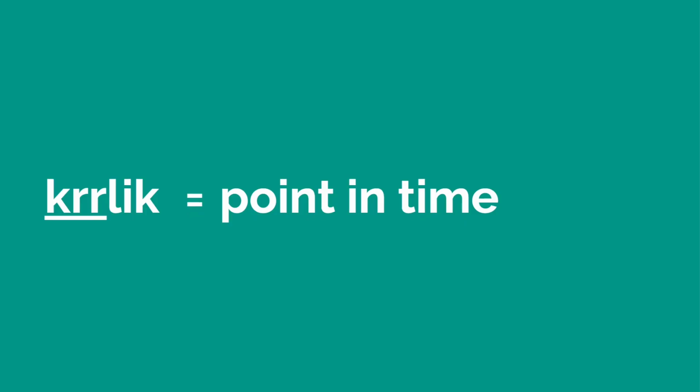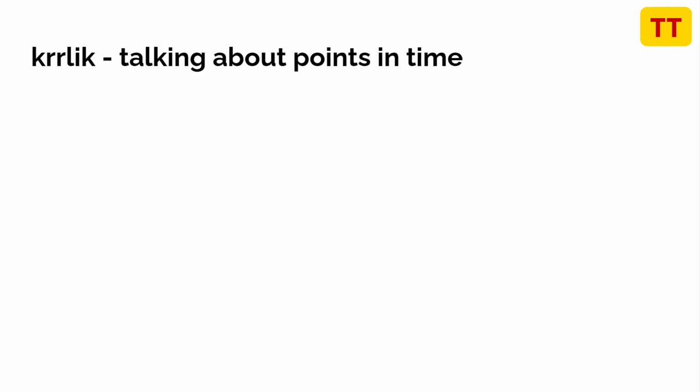So one last word is krlik, which is a point in time. It comes from lik, which is a point somewhere, and kr, time. Let's talk about that. If I want to ask what time, then I can ask pe or krpe, which we had before, but I can also ask pe lik or krlikpe, what time.